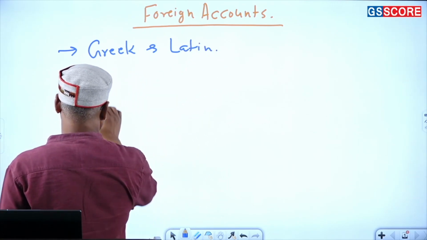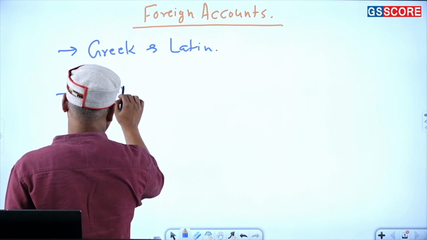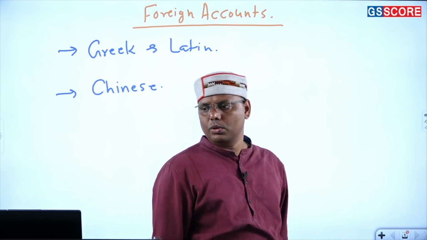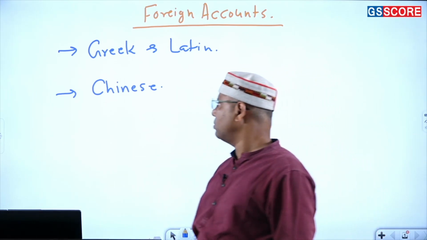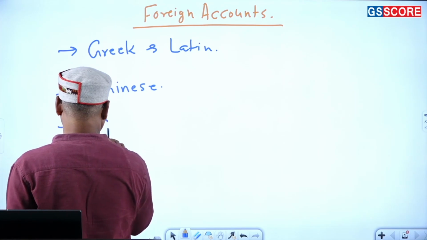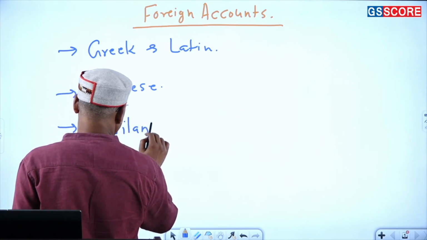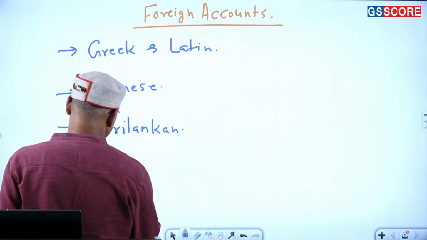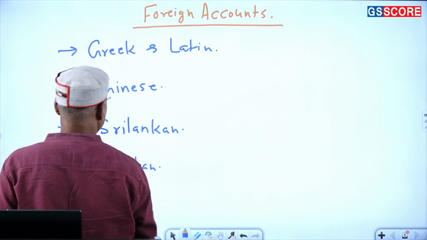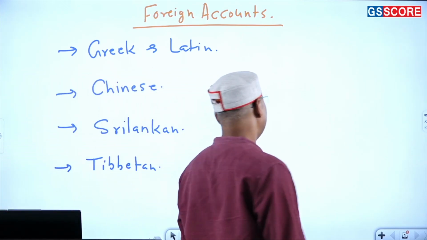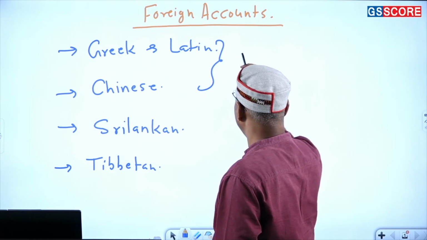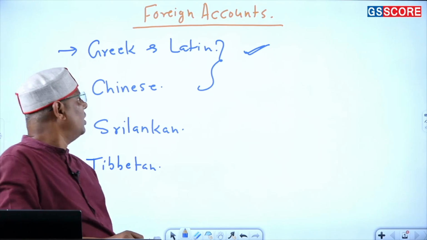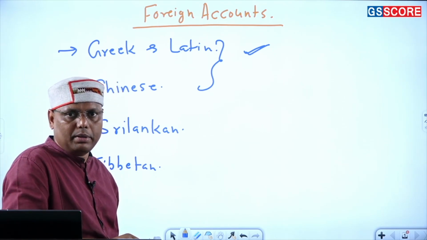Then I talked about the Chinese accounts. They are very important. When it comes to the foreign accounts, we mostly talk about these two. We never talk about the other possible sources, but you should always keep in mind that other accounts are also there. They could be kept in the category of foreign accounts. That includes Sri Lankan and, most importantly, Tibetan accounts. But since in our syllabus these two have been highlighted, we will emphasize mostly on these two accounts.